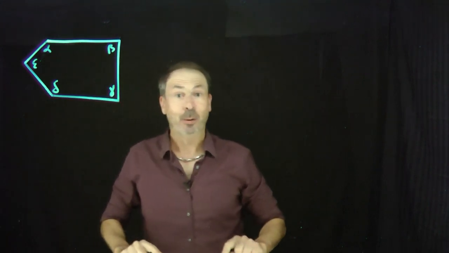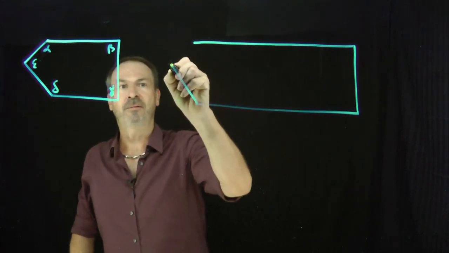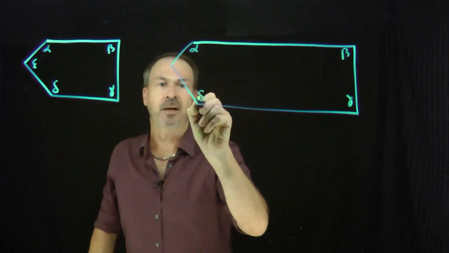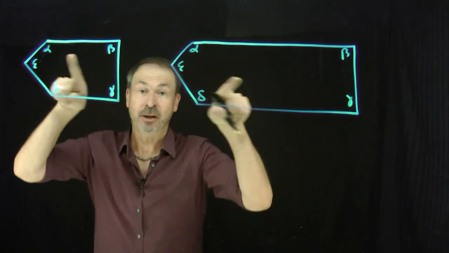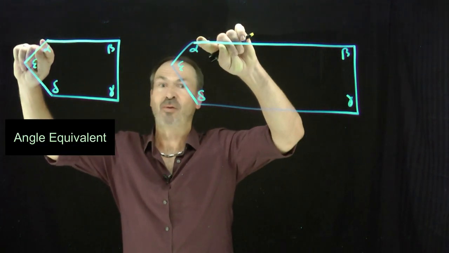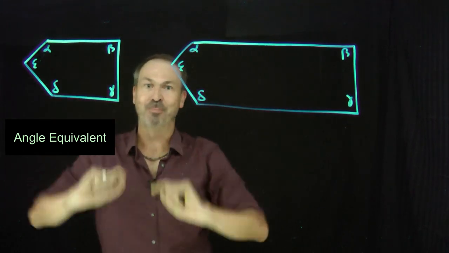Here's a five-sided polygon with angles alpha, beta, gamma, delta, and epsilon. I'm going to assume these two sides are parallel, because what I want to do to this polygon is stretch it out and make it a longer version of itself. So here's a longer version of the same polygon with the same angles alpha, beta, gamma, delta, epsilon. So the same angles in the same order. I'm going to call those two polygons angle equivalent. I can find a way to march around each polygon so the angles I encounter and turn match precisely.